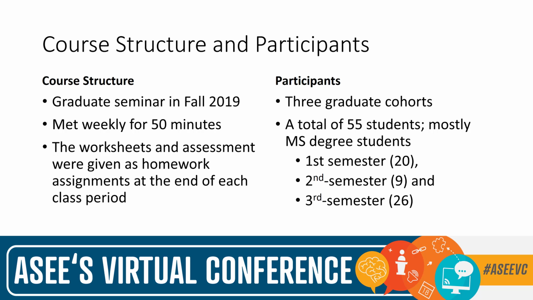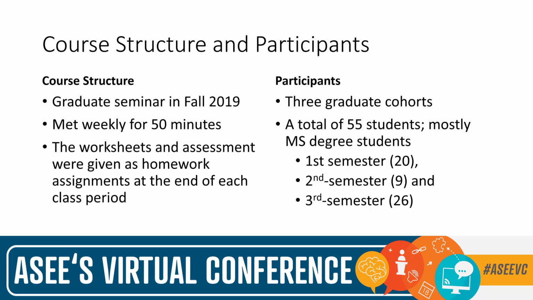The worksheets were assigned to 3 graduate student cohorts as part of a graduate seminar at Purdue University over a 4-week period. A total of 55 students enrolled in the 1-credit graduate seminar in fall 2019. The cohorts consisted of 20 students in their first semester, 9 students in their second semester, 26 students in their third semester of graduate school.